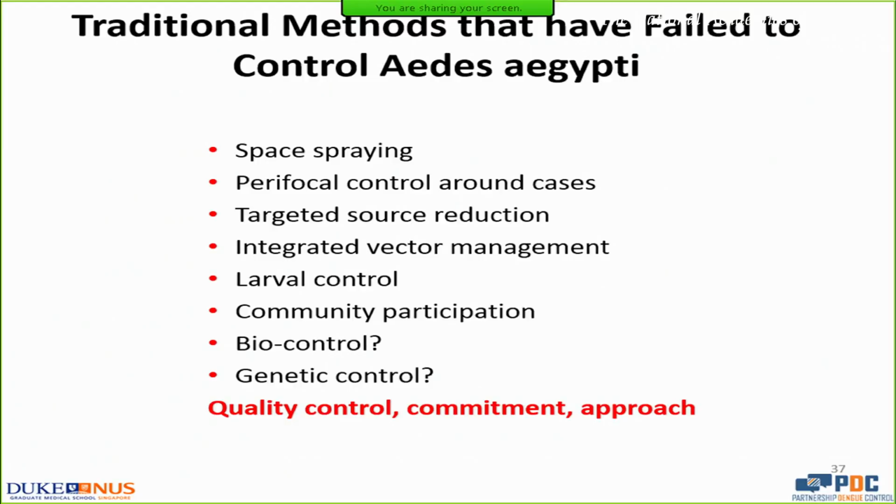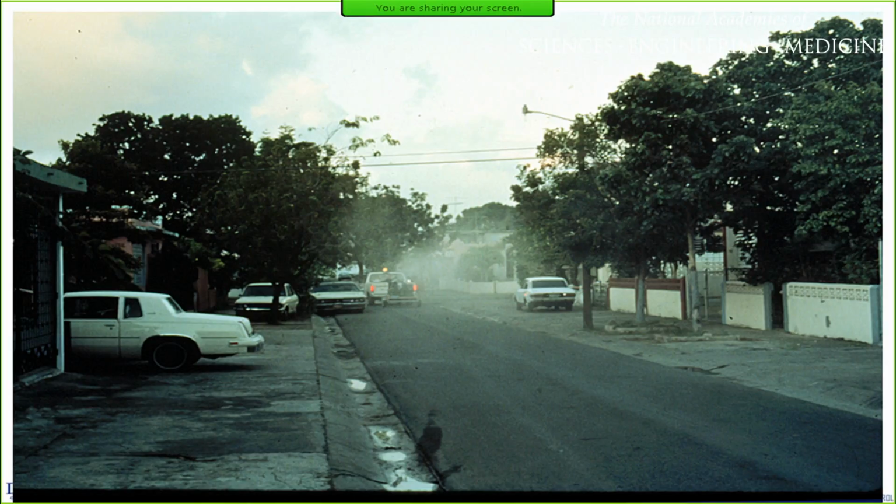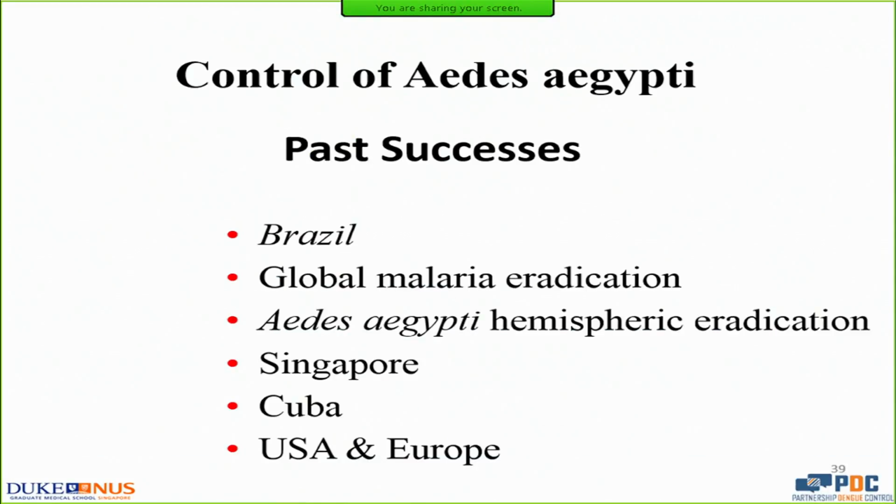Communities and even individual homeowners have to take personal responsibility for eliminating Aedes aegypti from their property. There are also some bio and genetic control approaches that I'll mention in a moment. So this is typically how we control mosquitoes here in the U.S. for something like West Nile, almost completely ineffective for Aedes aegypti control.